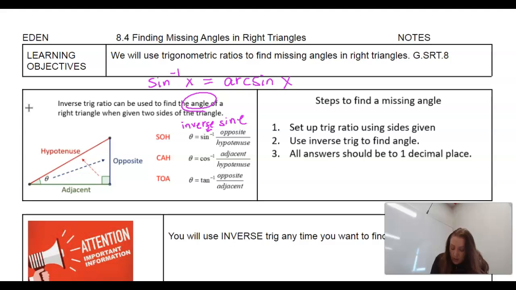What you'll notice is for this notation, the ratio is actually inside the trig function. You take the sine of an angle, but to find the angle, you do inverse sine of the side ratios. So you're still going to identify which trig ratio you want to use, and anytime you want to find the angle, remember to take the inverse. You're going to set up the trig ratio, use the inverse trig to find the angle, and we're still going to use our angle answers to 1 decimal place.